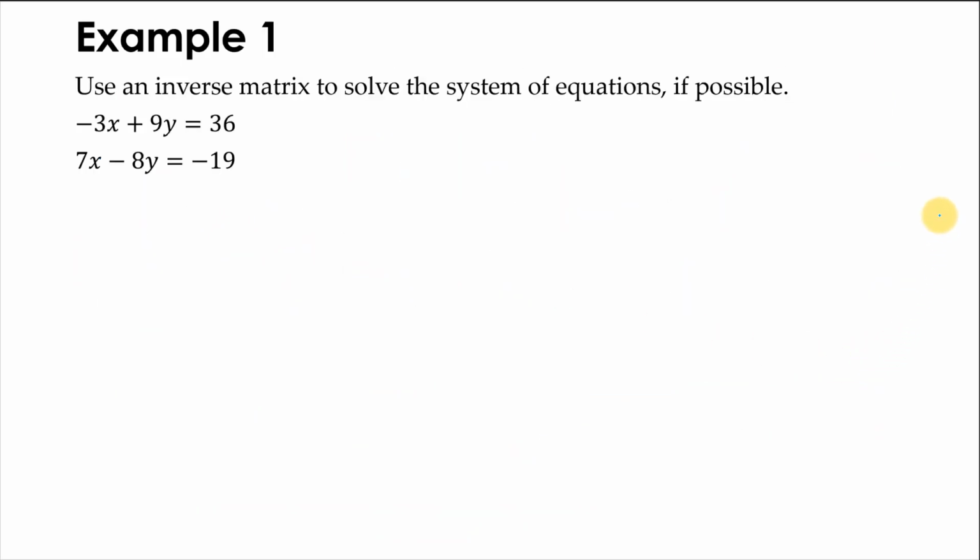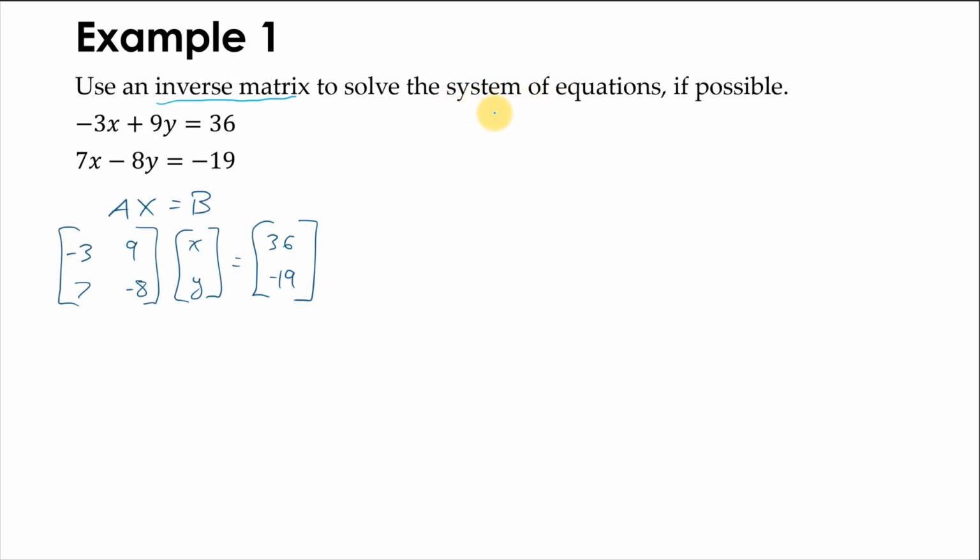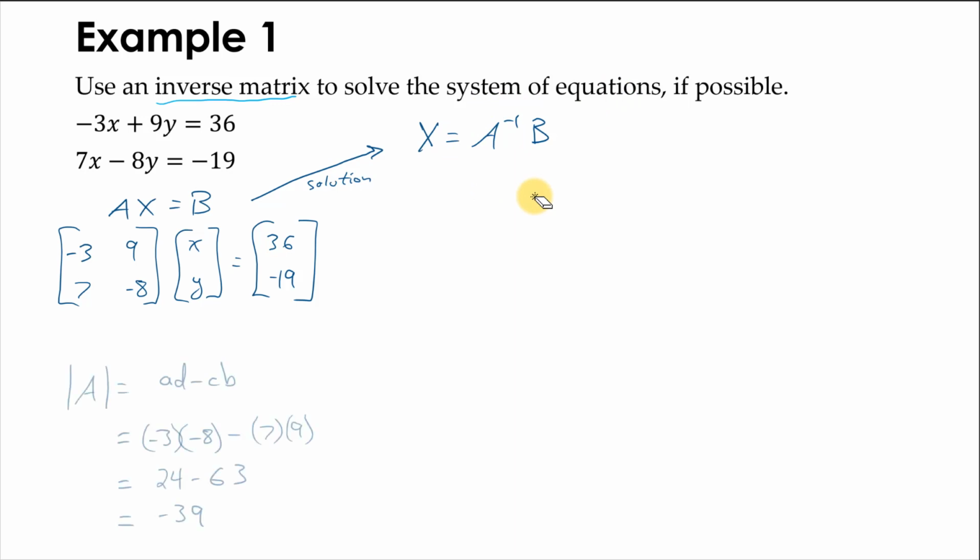So example 1. We're going to go back to our inverses. We're going to use an inverse matrix to solve the system of equations if possible. When we do this, I'm going to say AX is equal to B. So I've got my coefficients matrix, my variables, and my constants. The solution of this is going to be X equals inverse A times B. In order for me to find the inverse of A, I need to find the determinant first. The determinant is this right here: AD minus CB, which we've done before. I get a determinant of negative 39.